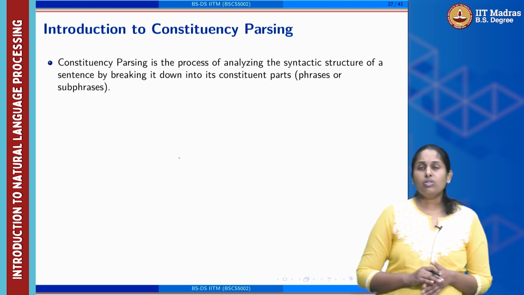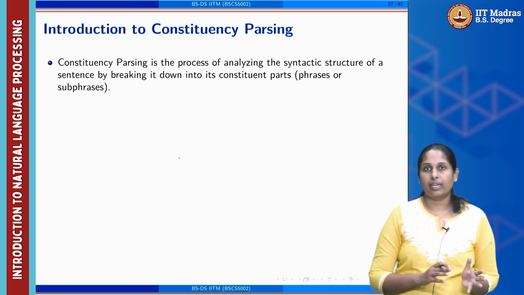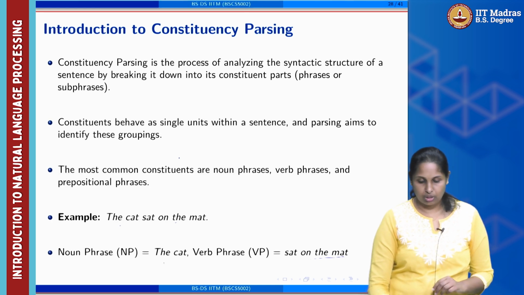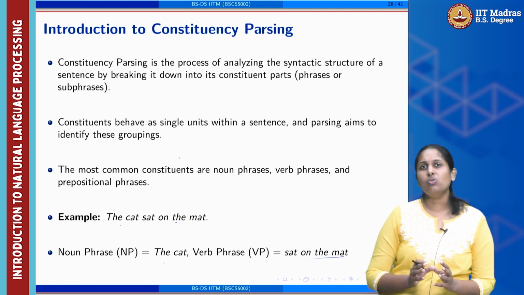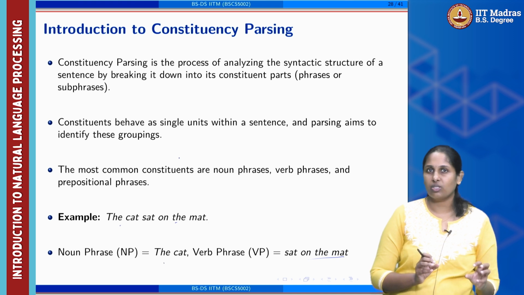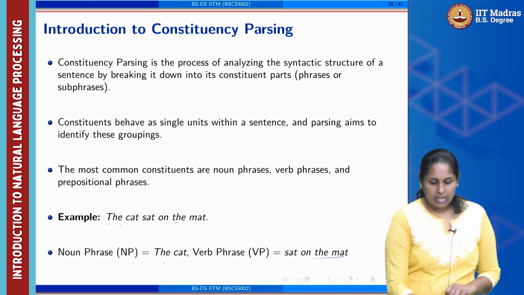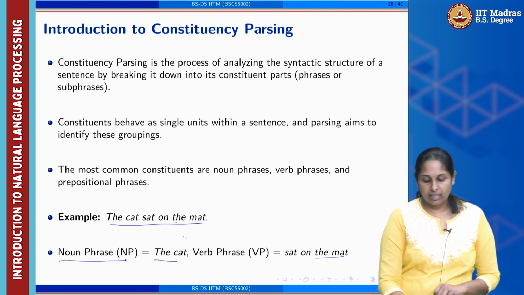Now when it comes to constituency parsing, we are trying to analyze the sentence with the kind of information that we have used now. So we are trying to create different kinds of phrases and fit these phrases with the language data that we have. So when you say "the cat sat on the mat", there is an NP, which is the cat, and there is a VP, that is sat on the mat.